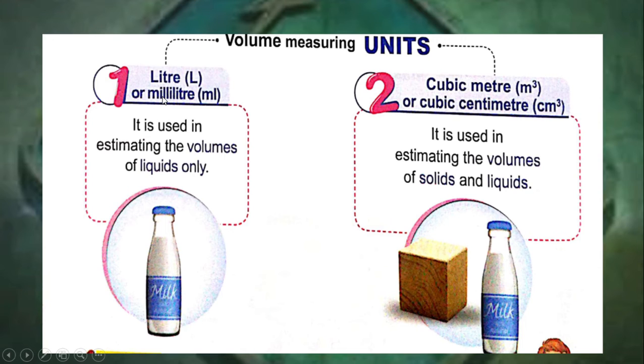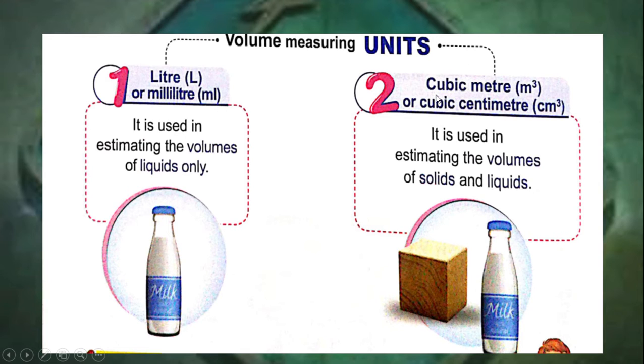Who can tell me how many milliliters are in 1 liter? Yes, 1000. It is used to measure the volume of liquids only. So when we go to the supermarket to buy milk, we say to the vendor, give me 1 liter milk or 1 liter juice. And the pack of juice, you notice that it is about 200 milliliter because it's a small amount. So 1 liter equals 1000 milliliter.